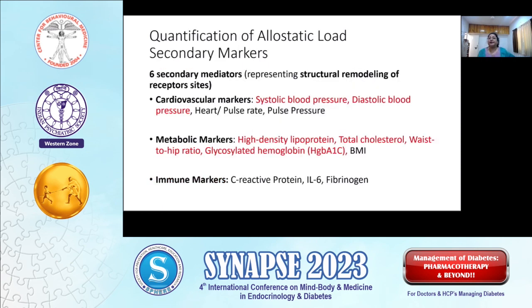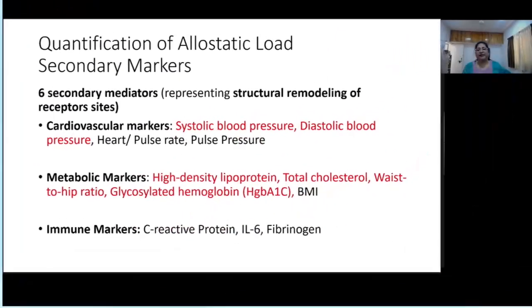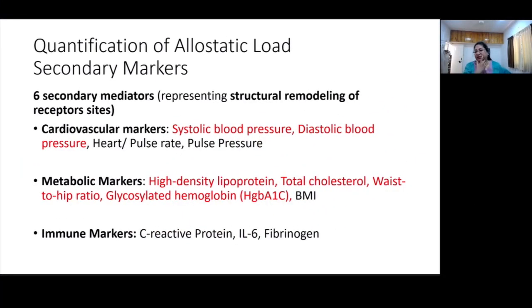Then there are 6 secondary markers. They represent the structural remodeling of the receptor sites. There are cardiovascular markers like systolic blood pressure, diastolic blood pressure, heart rate, and pulse pressure. Then there are metabolic markers like high density lipoproteins, cholesterol, waist-to-hip ratio, glycated hemoglobin, BMI, etc. And then immune markers like C-reactive protein, interleukin-6 and fibrinogen. So you can see all the components representative of the PNI axis are included in the allostatic load markers.